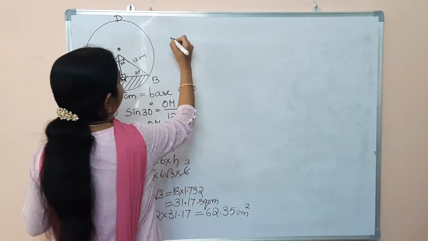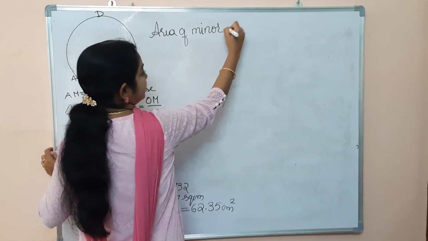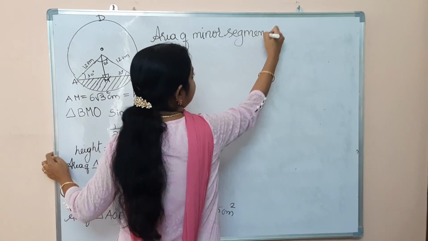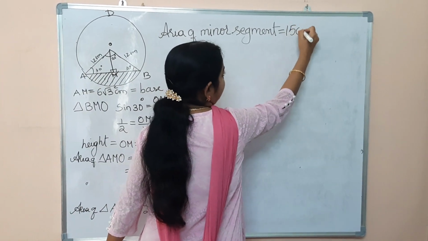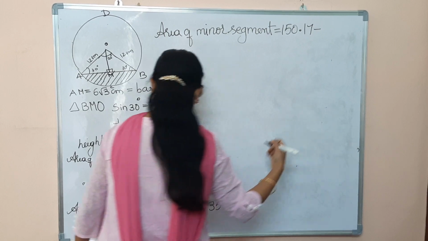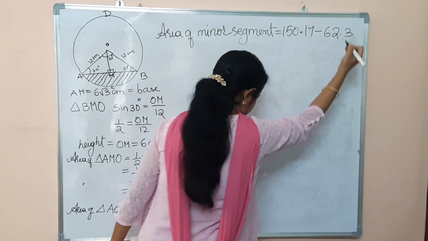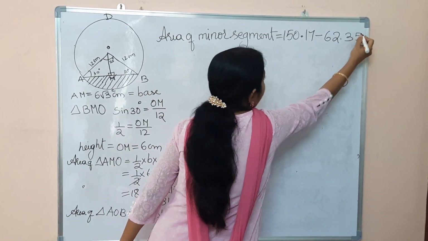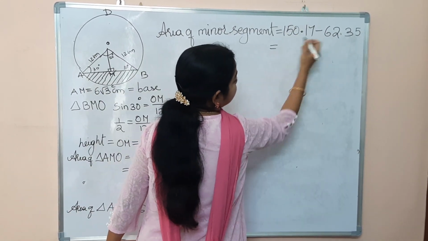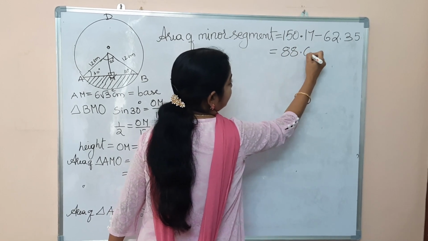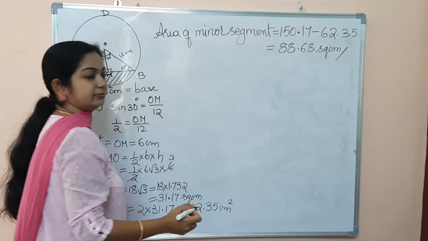150. So we'll find the area of the segment. Area of minor segment is equal to, we got the area of the sector as 150.17 minus the area of our triangle, 62.35. So 150 minus 62, it comes up somewhere up to 88.68 square centimeters. This is the area of the minor segment.